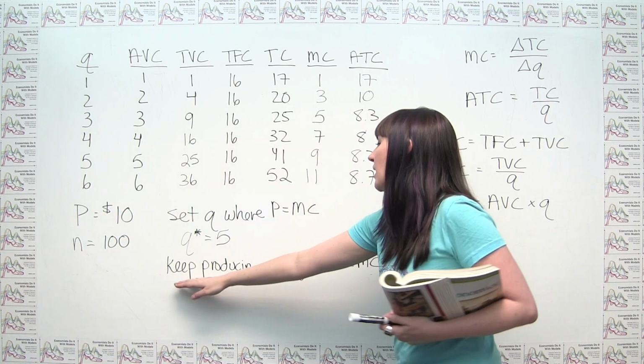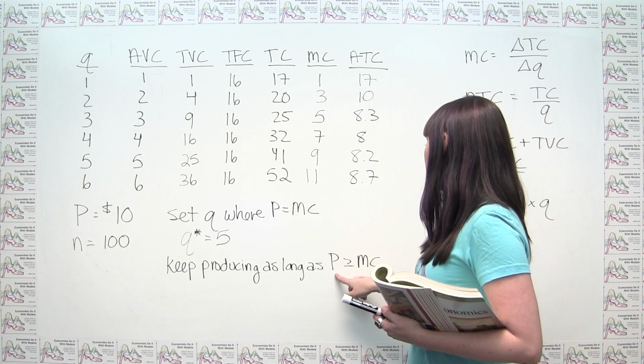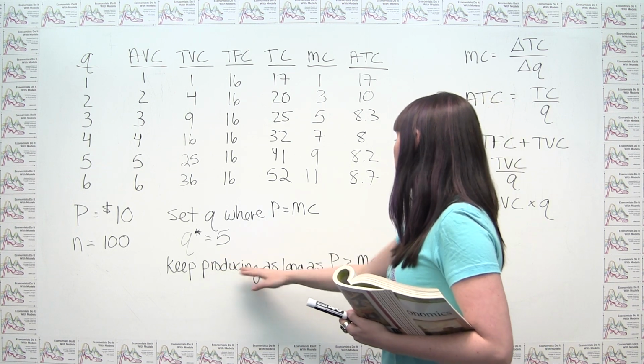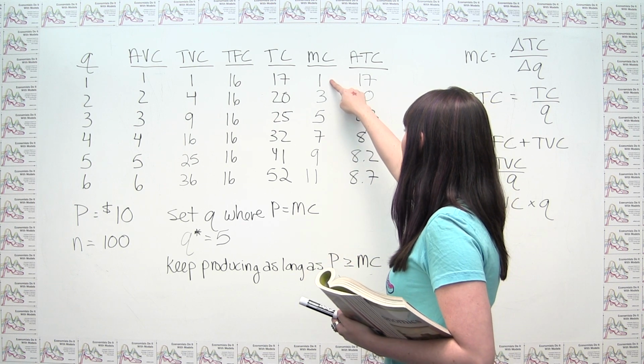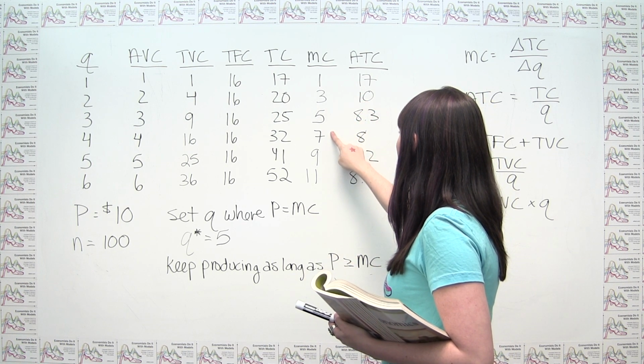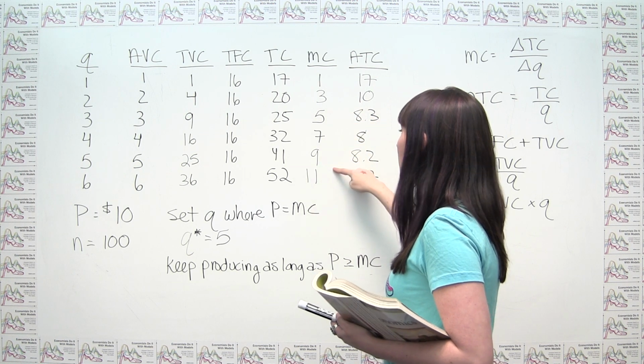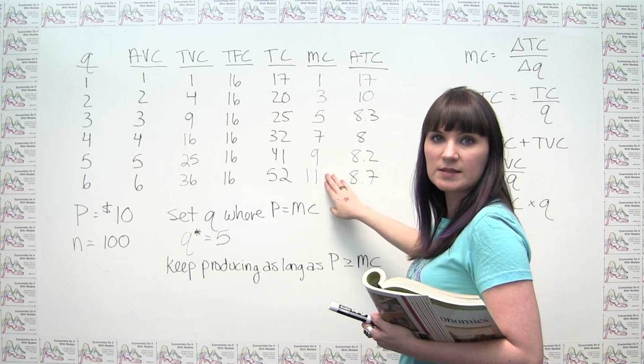But if we were to apply this rule, keep producing as long as price is greater than or equal to marginal cost, we would say keep producing as long as $10 is greater than or equal to marginal cost. And that would tell us to keep producing, and then stop, right? That we wouldn't produce this sixth unit here.